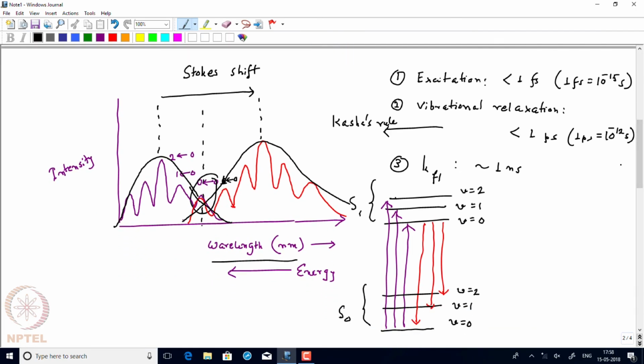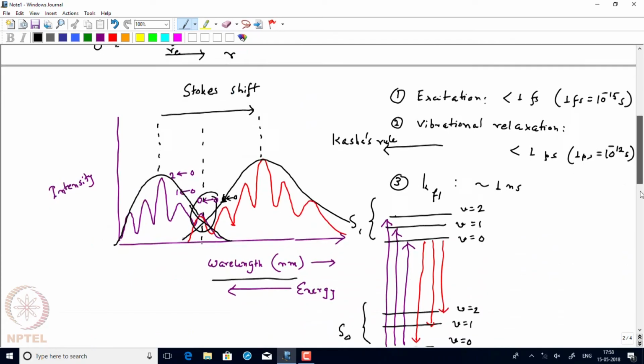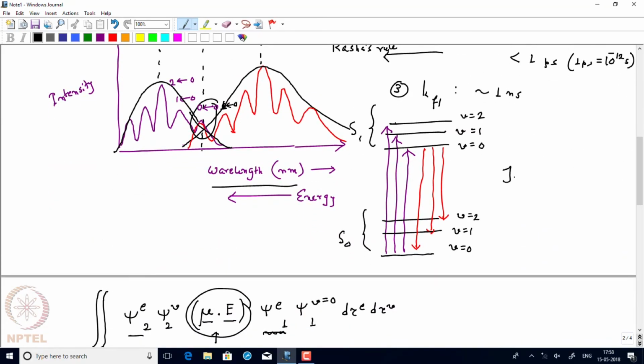Now, this type of diagram where we show the energy levels and show vertical transitions, and the singlet energy levels as well as the triplet energy levels, is known as the Yablonski diagram.